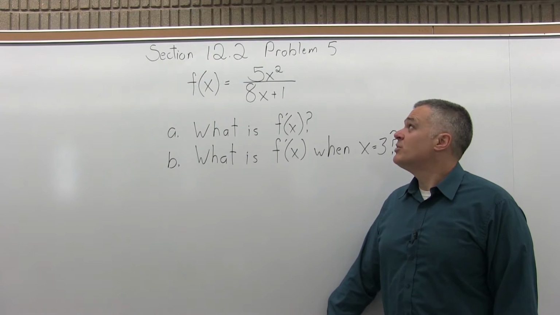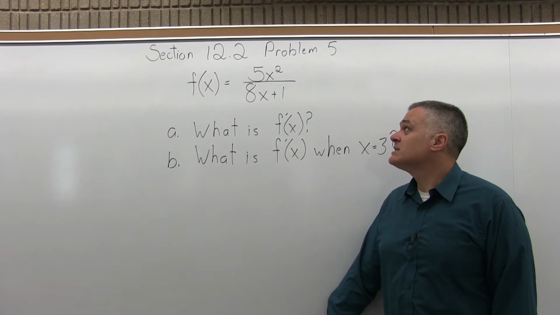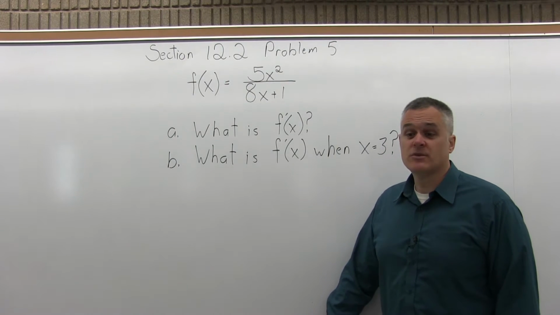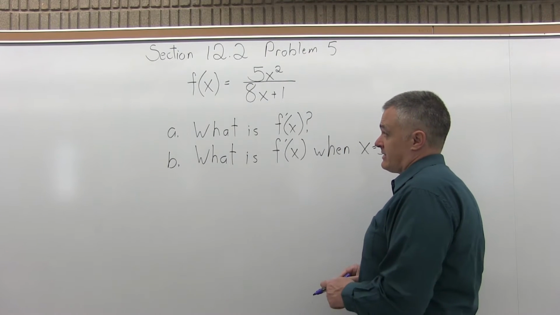This is Section 12.2, Problem number 5. It says f of x equals 5x squared over 8x plus 1. So we want to find part A, what is f prime of x, and part B, what is f prime of x when x equals 3. So let's start with finding f prime of x.